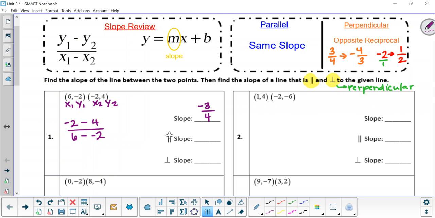Now, our parallel, remember that double line is parallel. Parallel means the same. So again, our parallel slope is a negative 3 over 4. Perpendicular is opposite reciprocal. So it's not negative, it's now positive, and then we flip our numbers. So 4 over 3. And that's it.